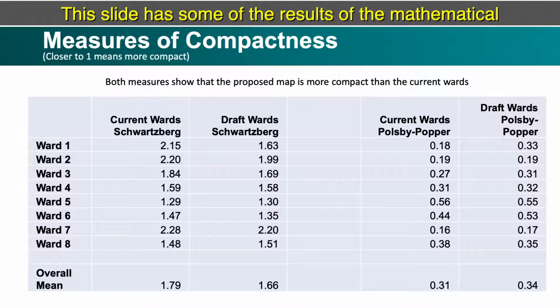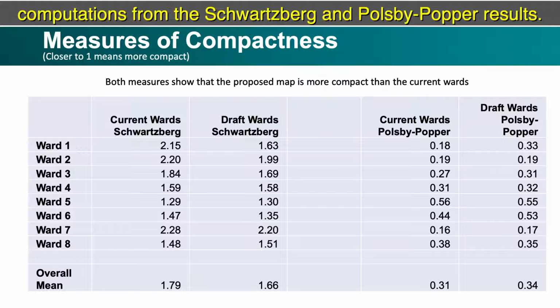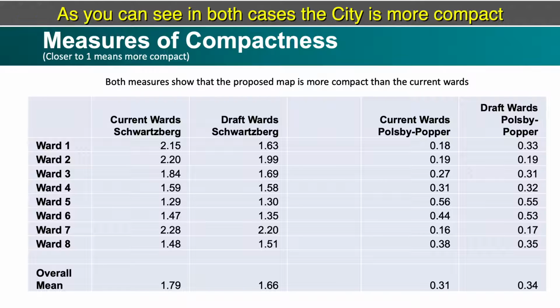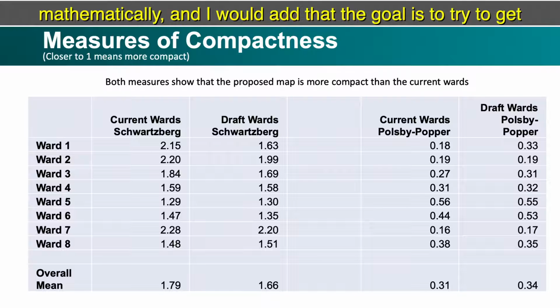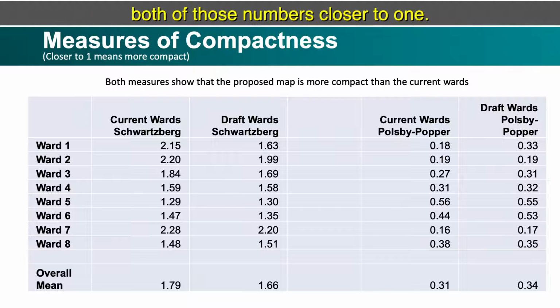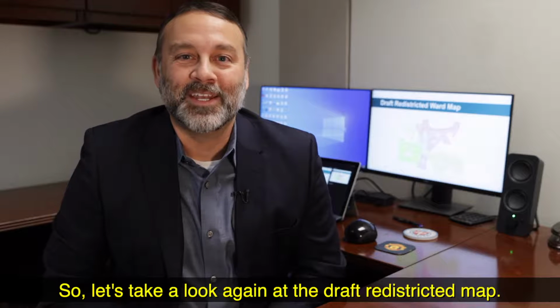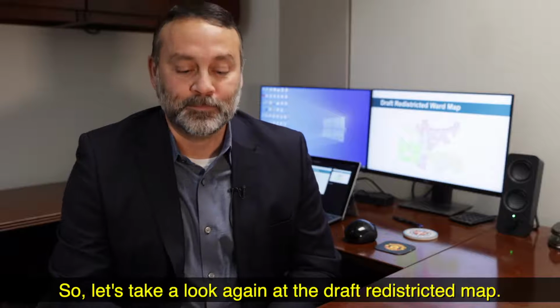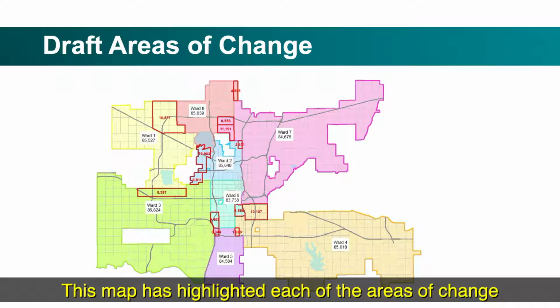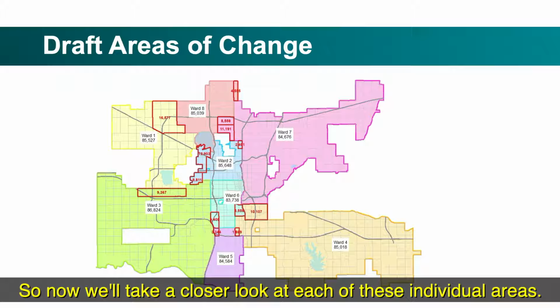This slide has some of the results of the mathematical computations from the Schwartzberg and Polsby-Popper results. As you can see, in both cases, the city is more compact mathematically. And I would add that the goal is to try to get both of those numbers closer to 1. So let's take a look again at the draft redistricted map. This map has highlighted each of the areas of change. So now we'll take a closer look at each of these individual areas.